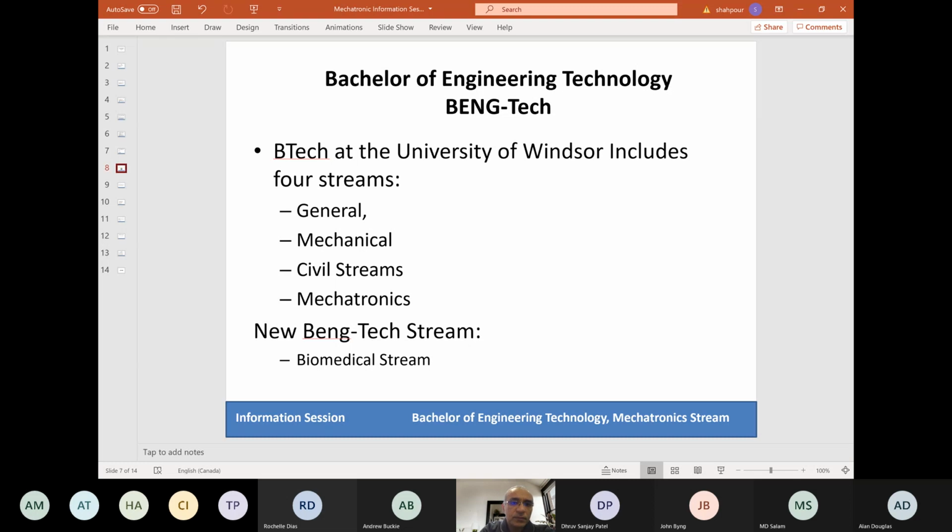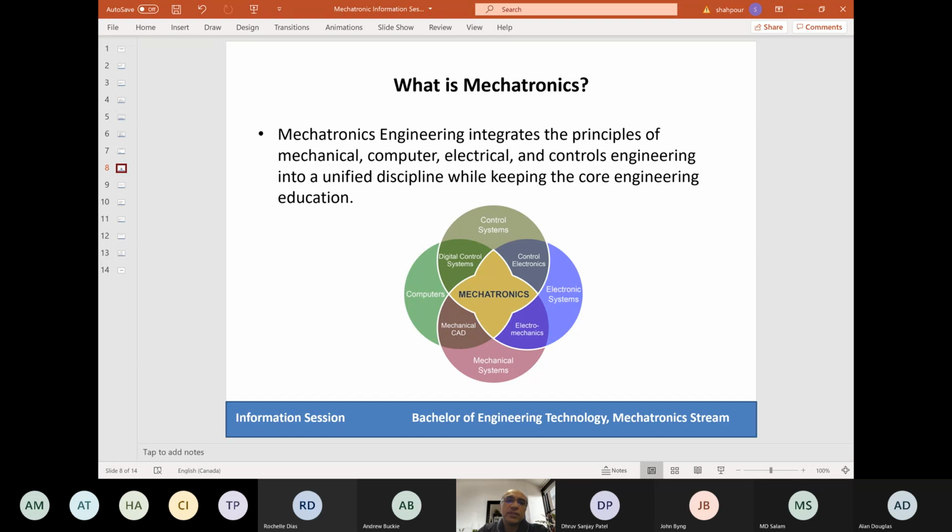So I have here a very simple definition of mechatronics. I know you all know about mechatronics. It's an integration of electrical, mechanical, control systems, computers. So if you are in this field, you have to know a little bit, or maybe comprehensive overall information, from electrical and mechanical. And you should have knowledge of computers, controls engineering. And here we integrate all these skills through the courses that we offer.